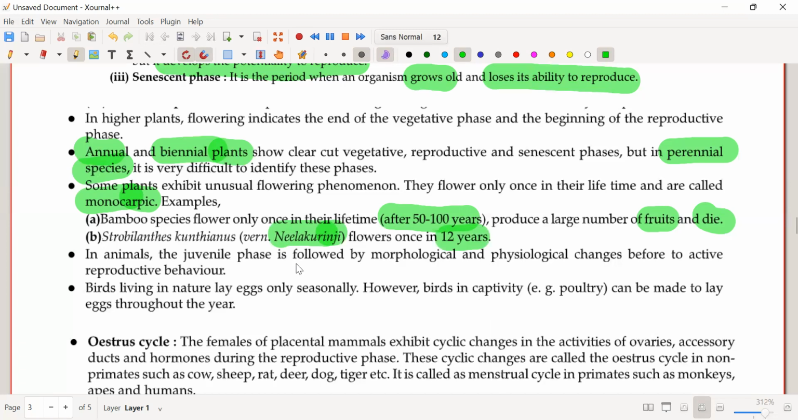In animals, the juvenile phase is followed by morphological and physiological changes before active reproductive behavior. Birds living in nature lay eggs only seasonally. However, birds in captivity, example poultry, lay eggs throughout the year. All right, eggs throughout the year. Ostrich cycle.